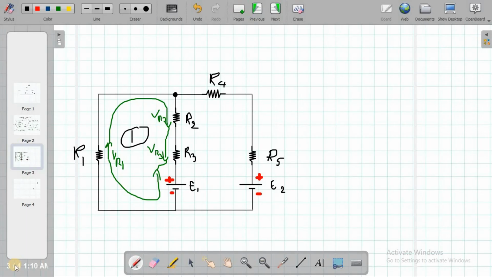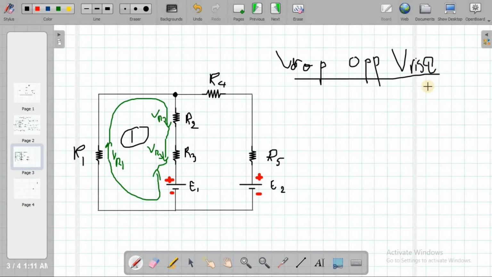Hello, let's continue now with loop 2. In loop 2 we're going to apply the same thing we applied in loop 1. Like I was saying, voltage drop opposes voltage rise. Same technique we're going to apply here in loop 2. So let me focus now.